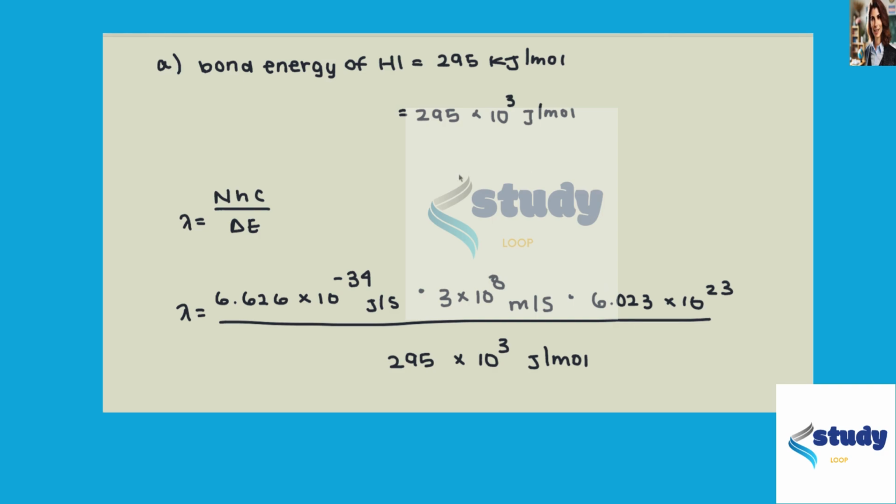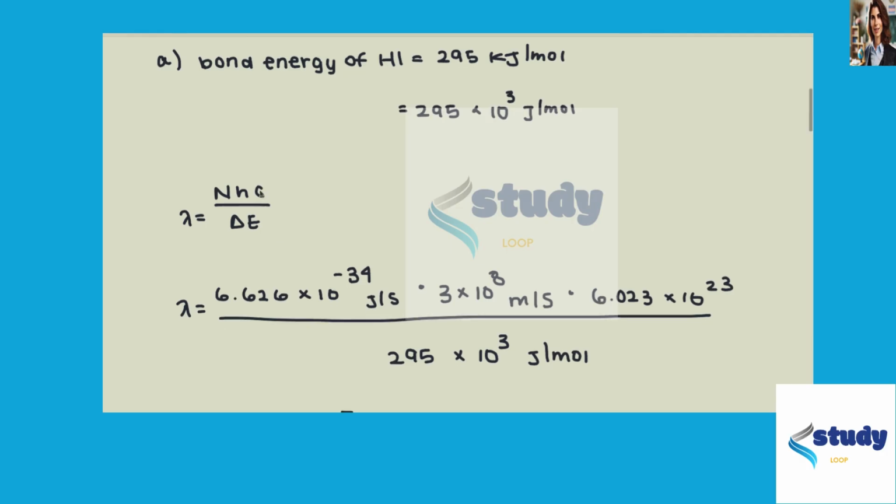So for part A, we're told that the bond energy of HI is 295 kilojoules per mole, but we can convert that to say that that's the same thing as saying 295 times 10 to the third joules per mole. Now remember, for part A, we want to know the longest wavelength that is possible. To find wavelength, we can use this equation, which says that wavelength, lambda, is equivalent to n times h times c over delta E. Now, n is Avogadro's number, h is what we call Planck's constant, c is the speed of light, and delta E is simply the bond energy we found before.